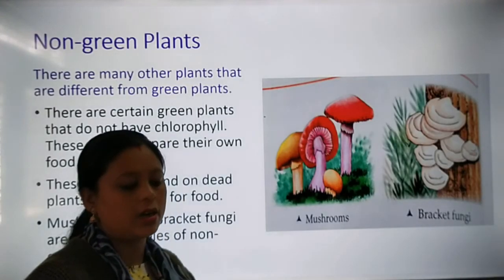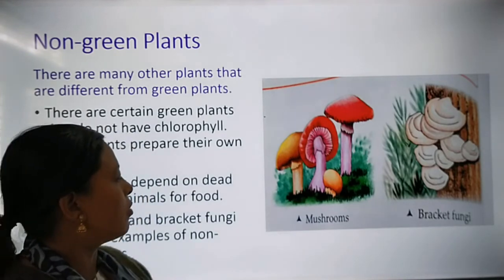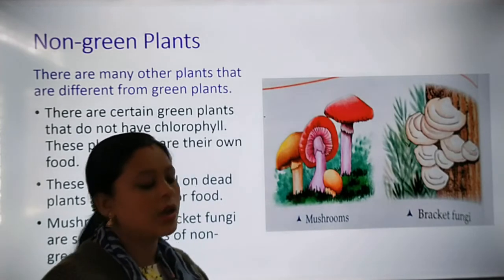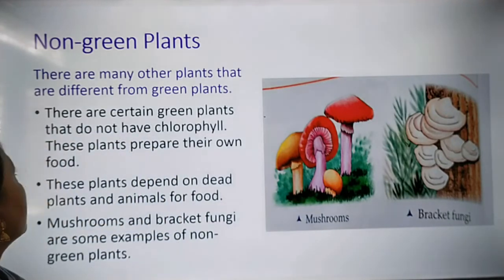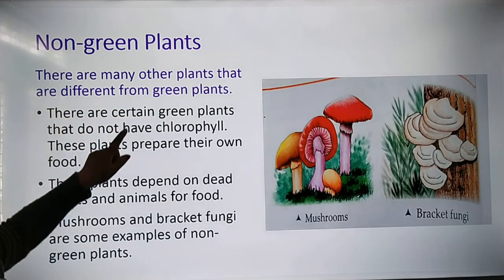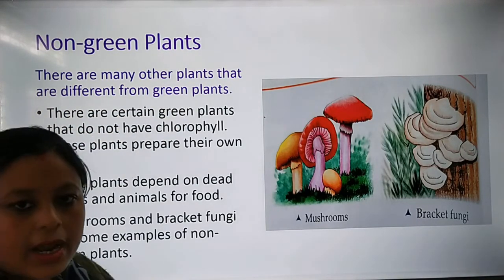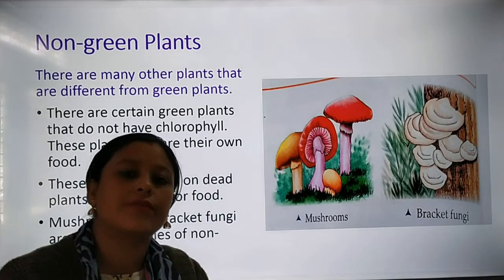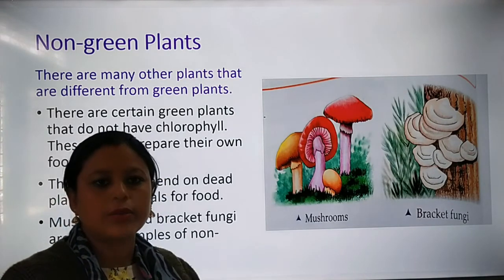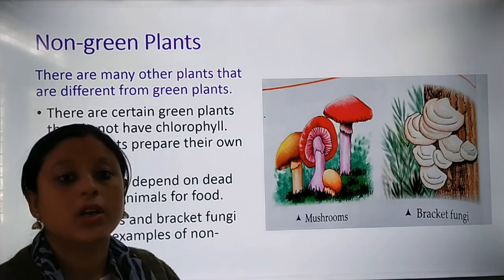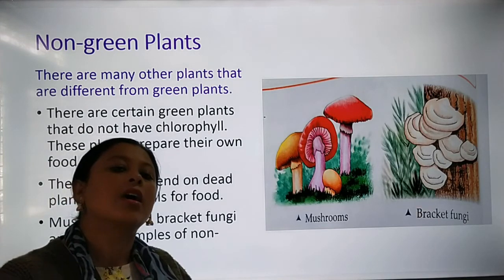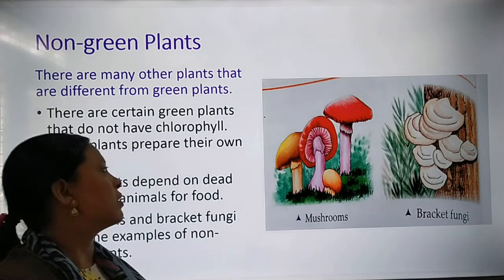Now, next one is non-green plants. Mushroom and bracket fungi are some examples of non-green plants. There are many other plants that are different from green plants. Mushroom, have you seen the leaves of a mushroom? No, isn't it? Because this is not a green plant. This is a non-green plant.